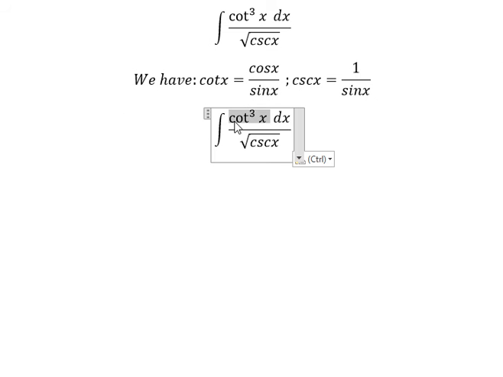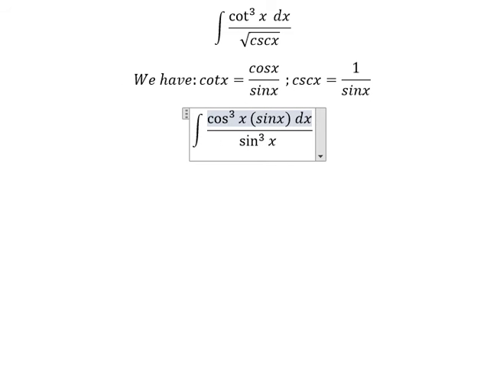So you got cosine x to the power of 3, and sine x to the power of 3. This one we got the square root of 1 over sine x. Because that's 1 divided by the square root of sine x, so we put the square root of sine x in here. And we got sine x to the power of 1 over 2.